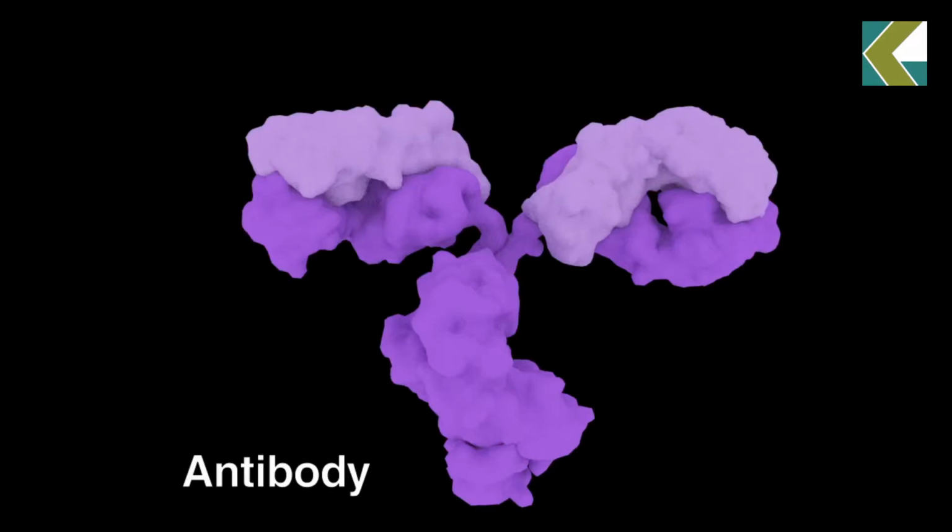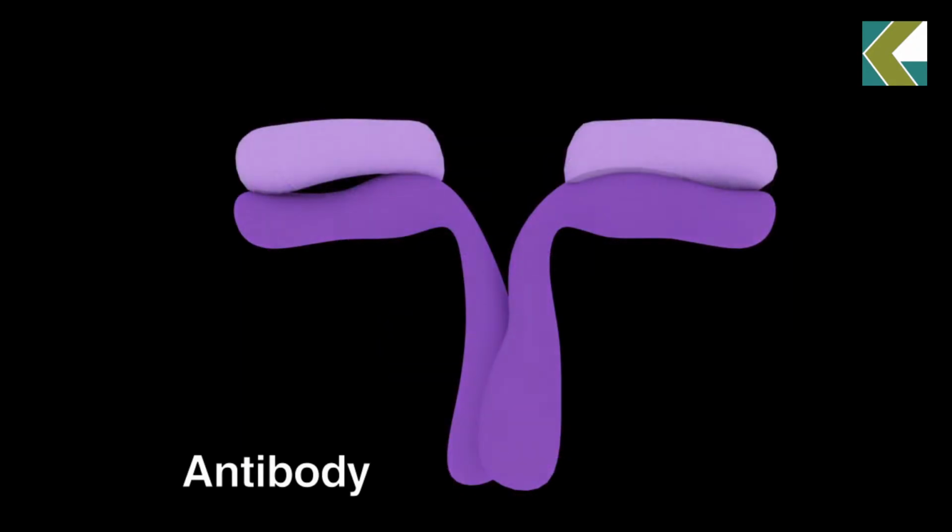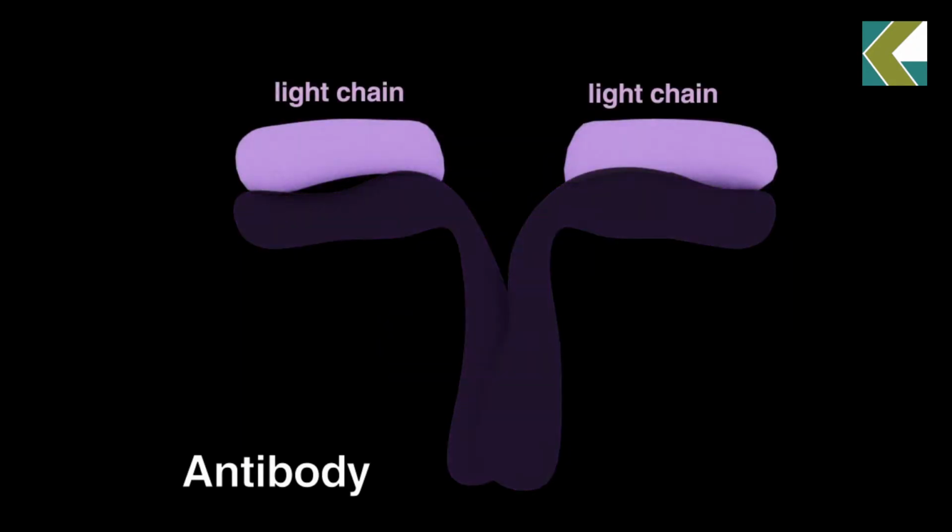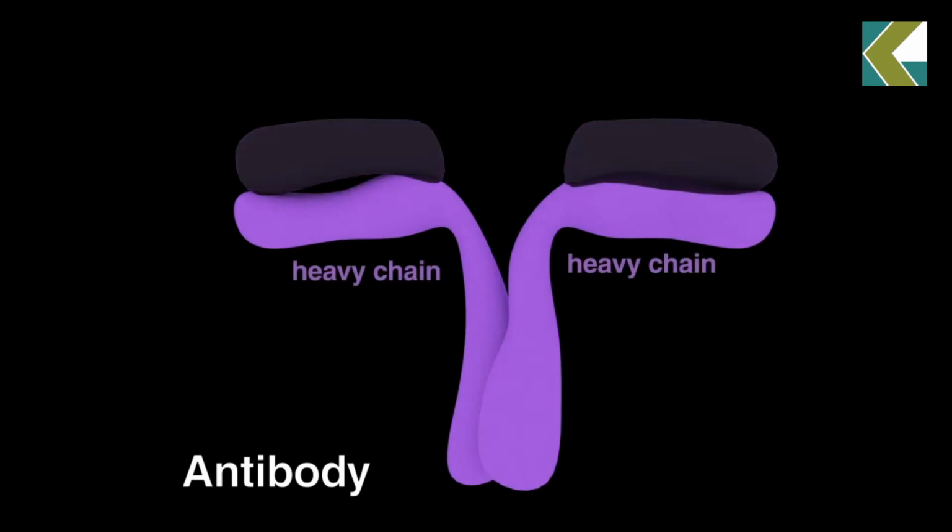Antibodies are Y-shaped proteins and are made up of 4 polypeptides or protein chains: 2 identical shorter chains called light chains, and 2 identical longer chains called heavy chains.